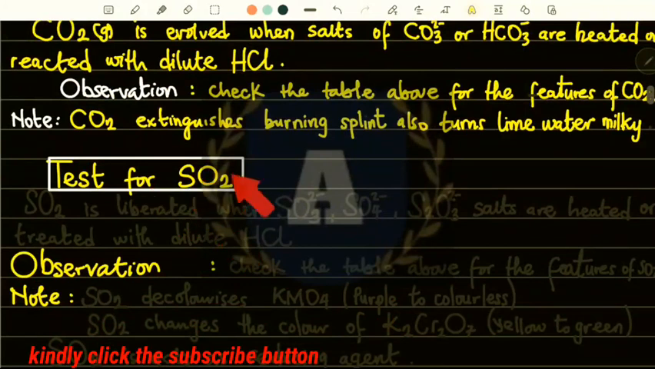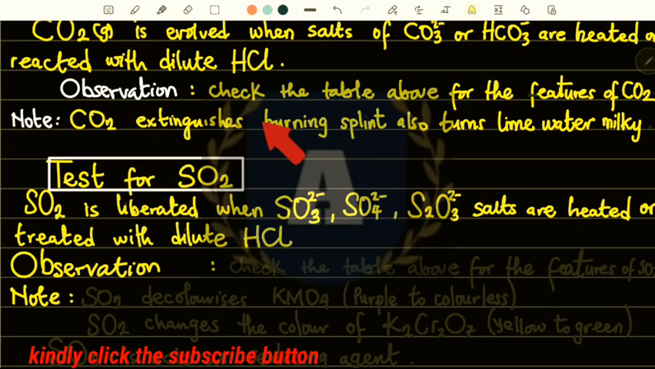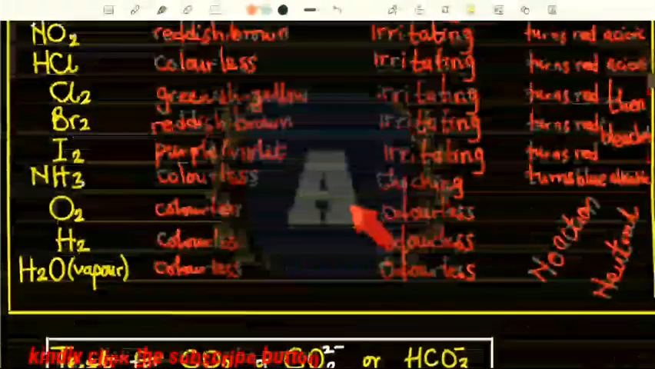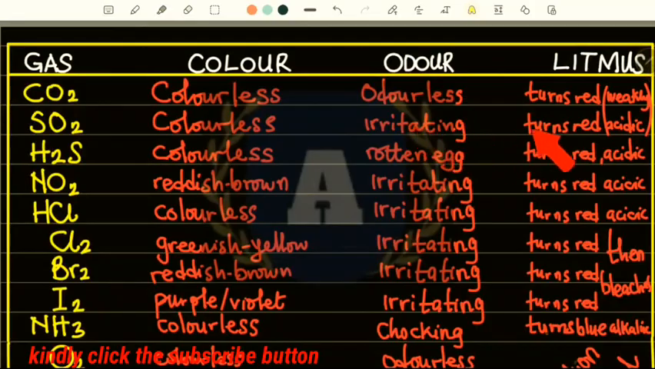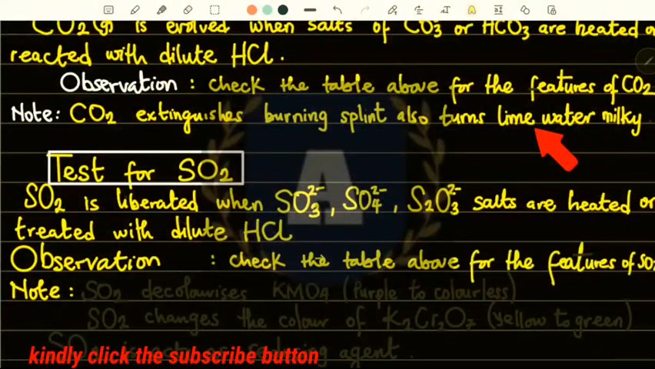The next is, how do we test for sulfur 4 oxide? Okay, so now to test for sulfur 4 oxide, it is actually liberated when thiosulfate or tetraoxosulfate 6 salts are heated, or when they are treated with acid, then SO2 will be liberated. So what do you observe when the gas is liberated? You will observe a gas that is colorless but has an irritating smell and turns litmus paper red. So when you check the table, you see your observation.